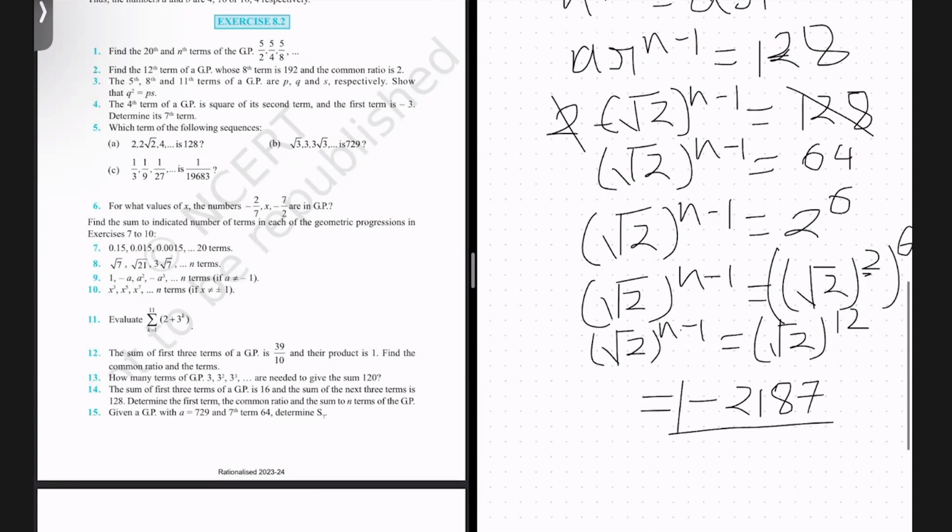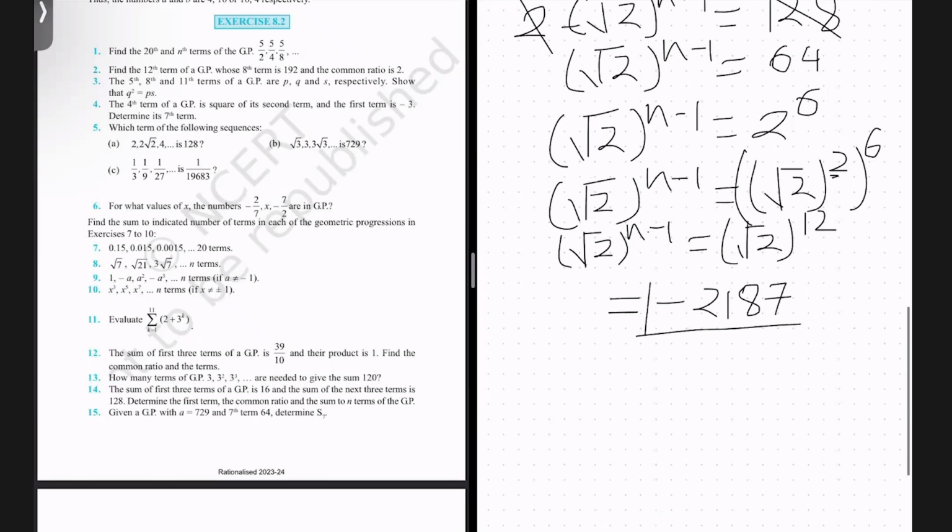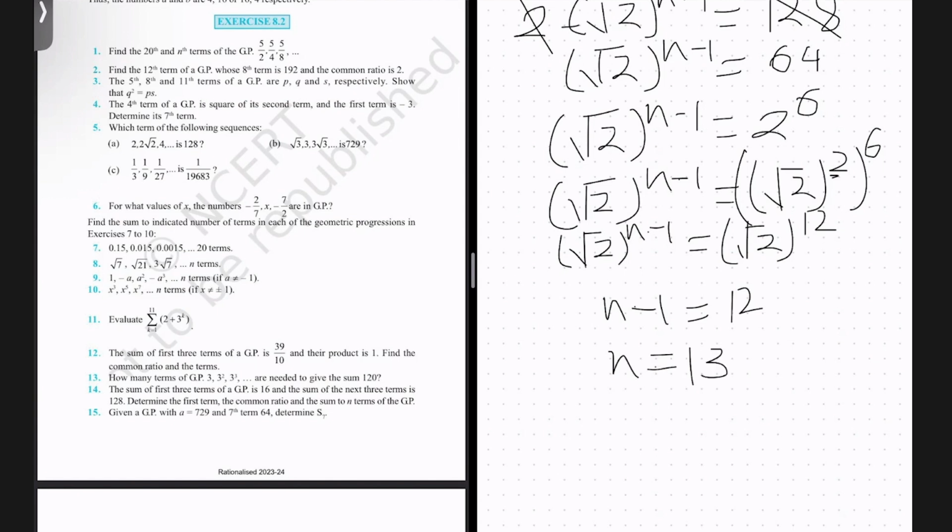As you see, now both the LHS and RHS have the same base. Now we can finally equate the powers. So we have n minus 1 equating to 12 and n being equal to 13. So this is the 13th term of this particular sequence, of this particular GP. Correct?